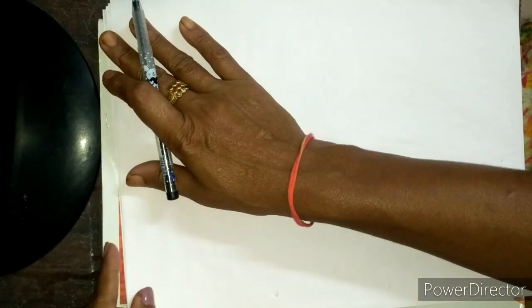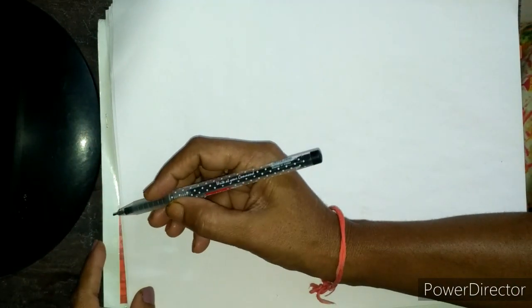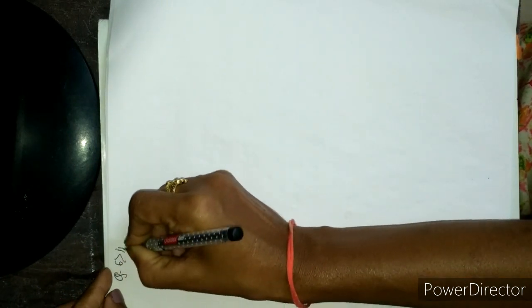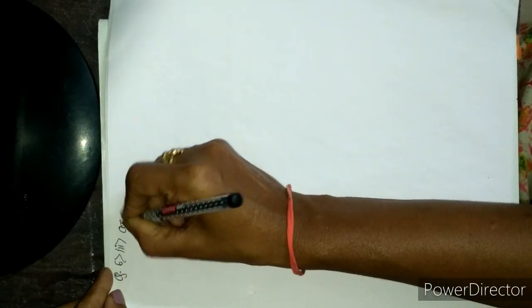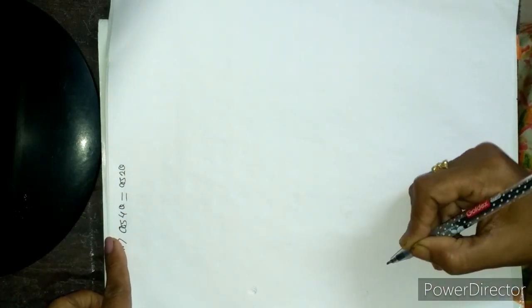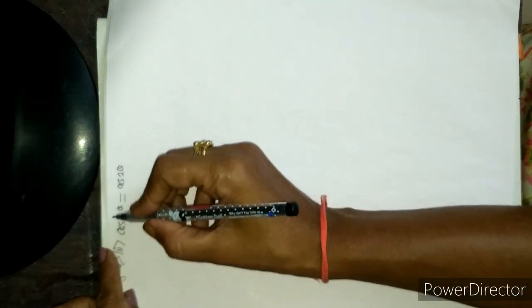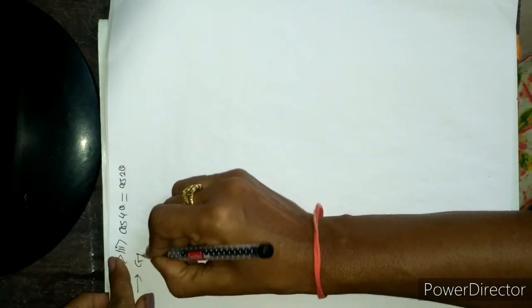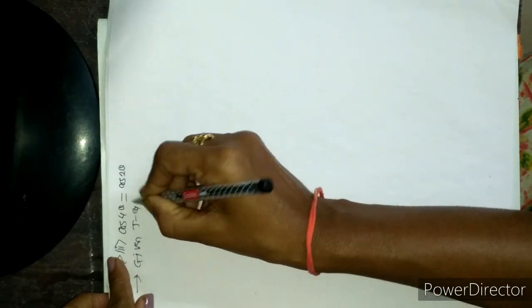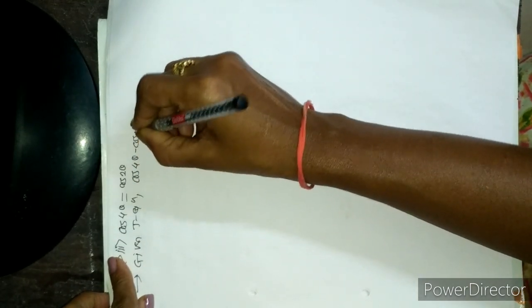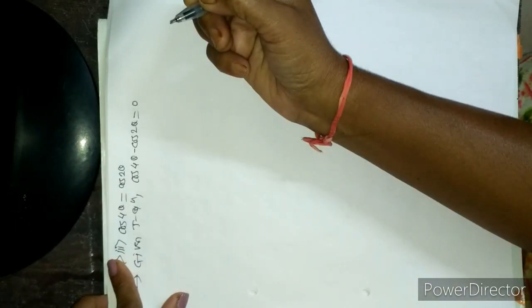For the same question 6, we take the third question: cos 4 theta is equal to cos 2 theta. So we can solve this equation by taking the difference of cosine ratios. We take the given equation, and after simplification we get cos 4 theta minus cos 2 theta equal to 0.